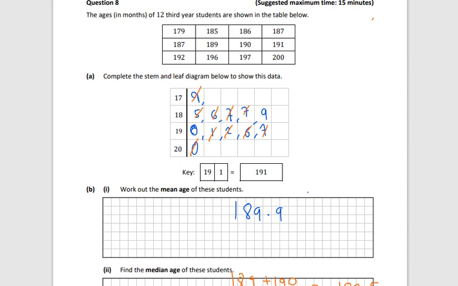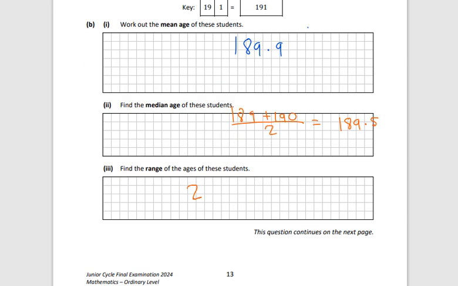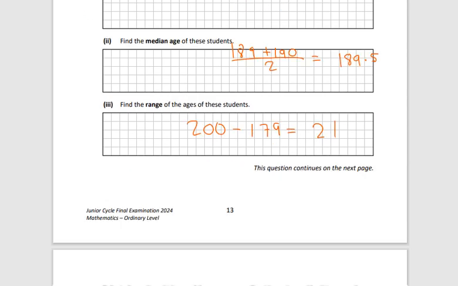The range then is just the biggest minus the smallest. That's going to be 200 minus 179. And we should get 21 there. That's the range.